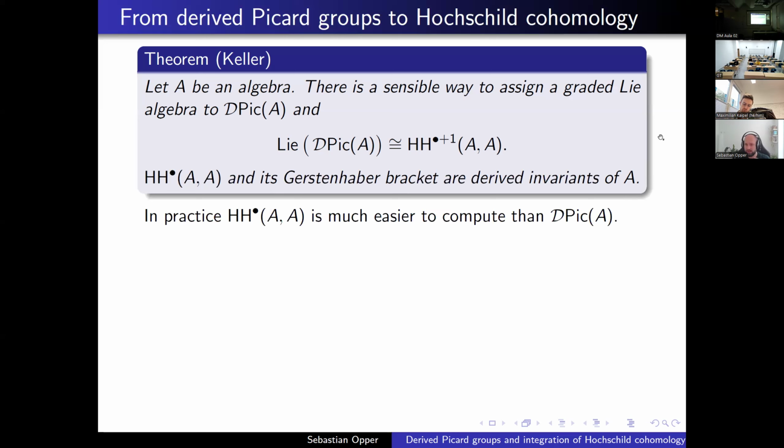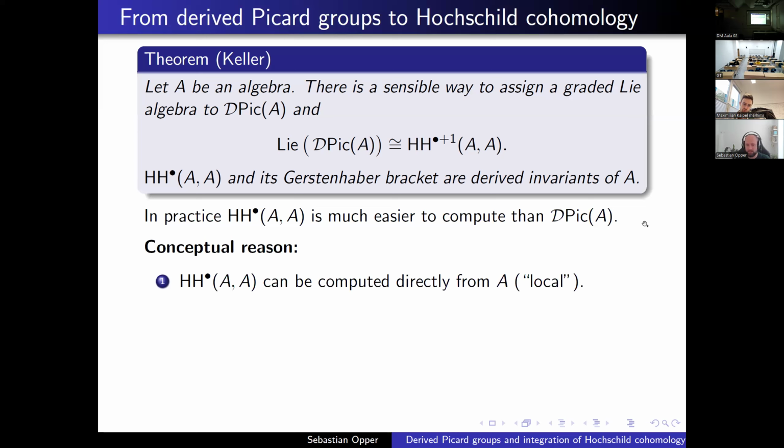And so we have this relationship between a group and a Lie algebra. As practice shows, and maybe someone would argue with this, the Hochschild cohomology is well known in many more examples than the derived Picard groups, and it's easier to compute. You might ask why. Well, I would say that the Hochschild cohomology is of local nature, and one of the reasons is that the Hochschild complex just uses A, no perfect complexes, no derived category, nothing.